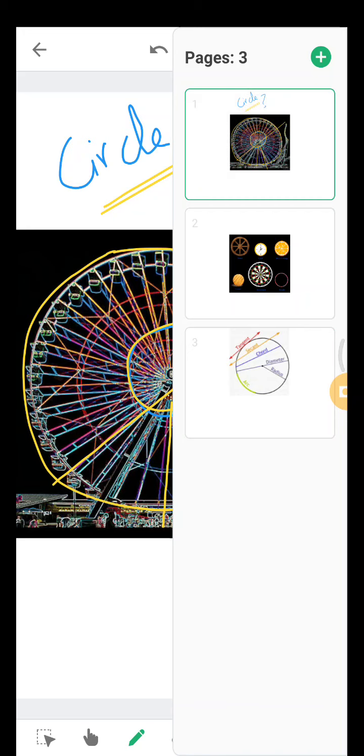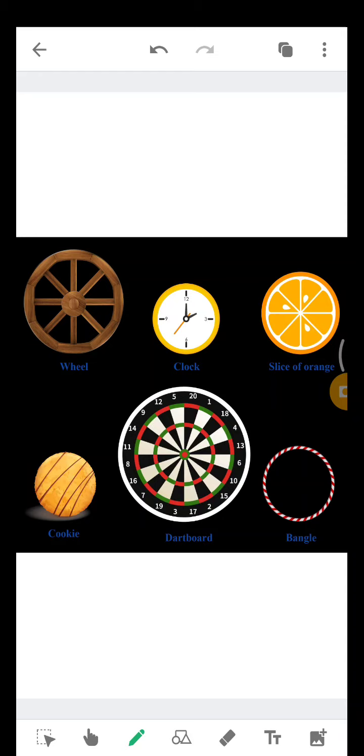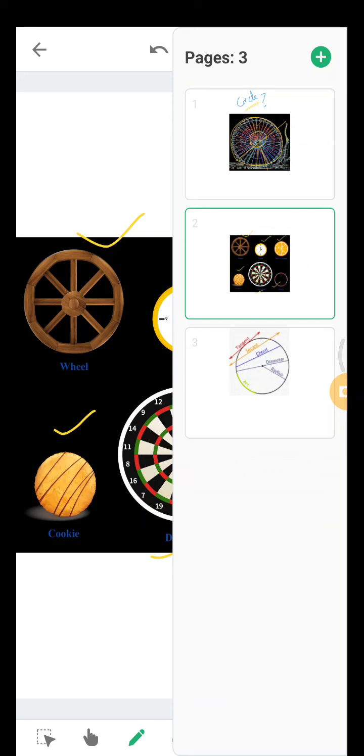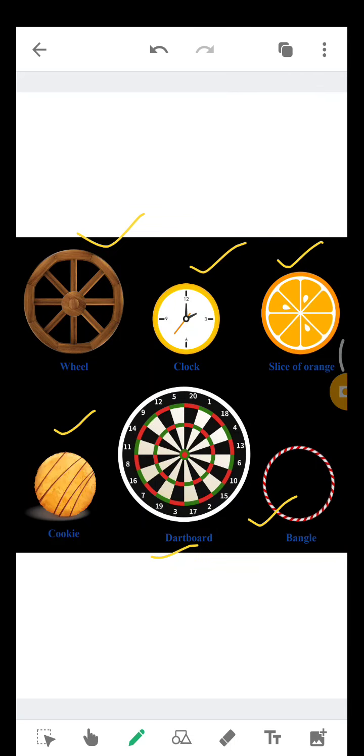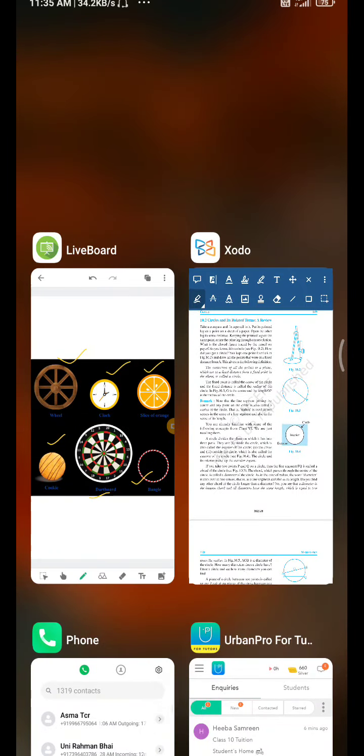We'll learn a few definitions related to circles today. Let's have a look at a few more examples of circles. The wheel you can see, or the clock, slices of orange, the cookies, the dartboard, bangle. There are infinite examples, innumerable examples. You can see them around in your surroundings.